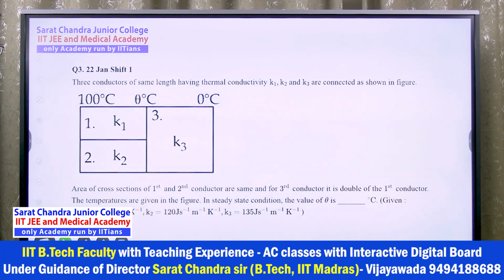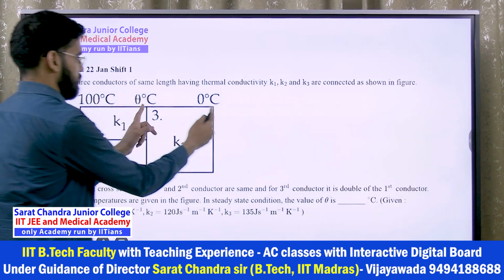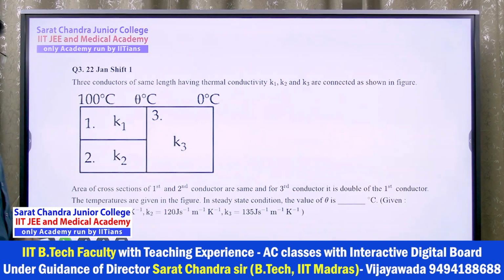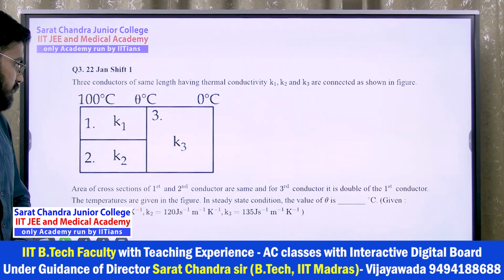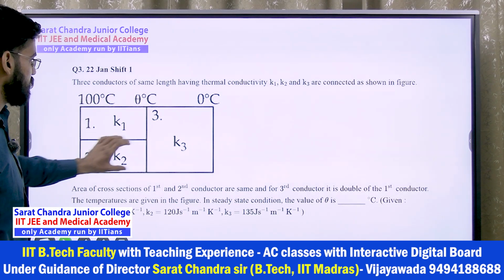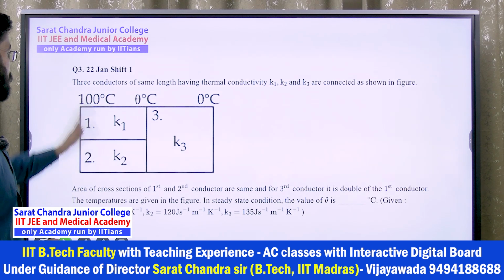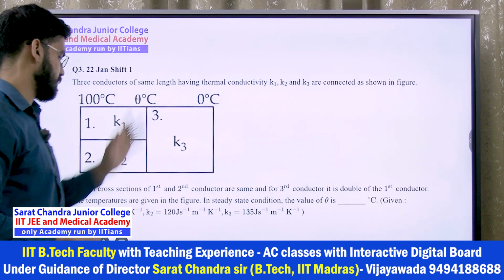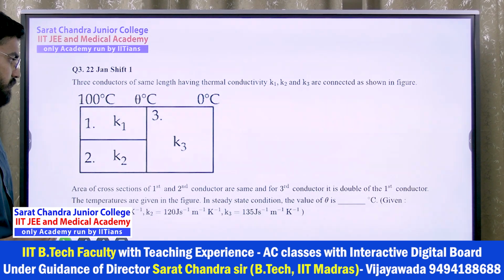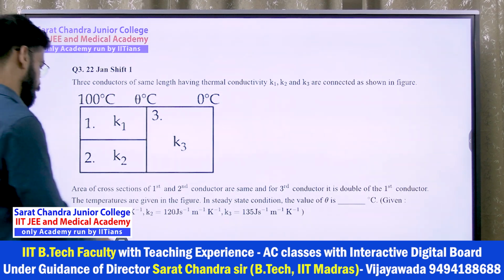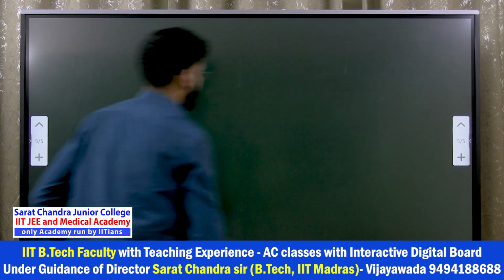Question 3 is given, okay. This question is also like the notes question only, just values are changed. K1, K2, K3 are conductivities given, and 3 conductors of same length, so this is L, this is L, and this is L. Area of cross section of first and second conductors are same, so this is A, this is A, this is 2A, double the first conductor. The temperatures are given in the figure: 100 on this side, 0 on this side, and theta. In a steady state condition, the value of theta is?